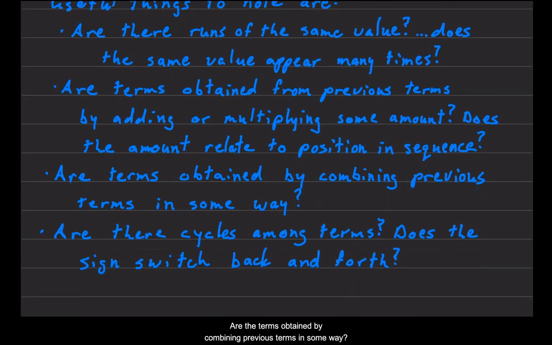Are the terms obtained by combining previous terms in some way? Are there cycles among terms? Does the sign switch back and forth, indicating something like an exponent power?